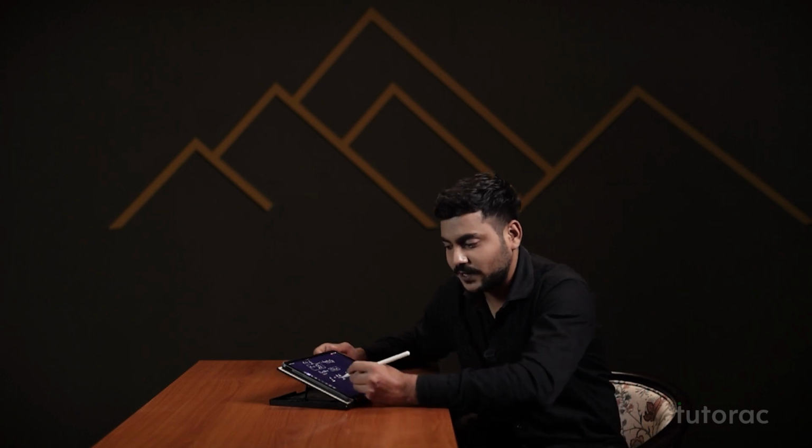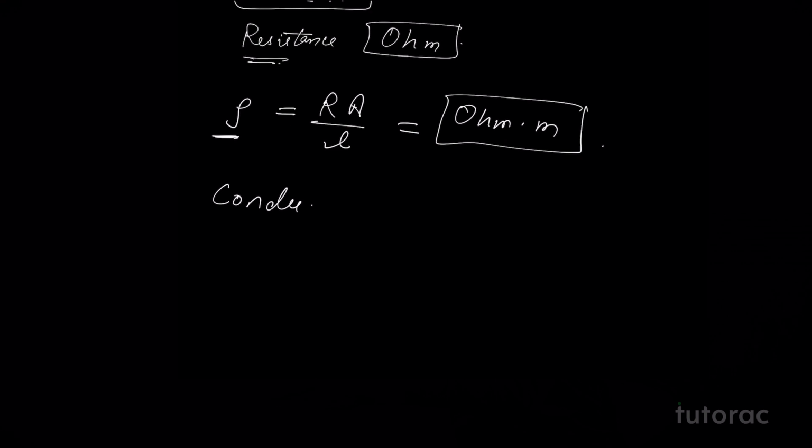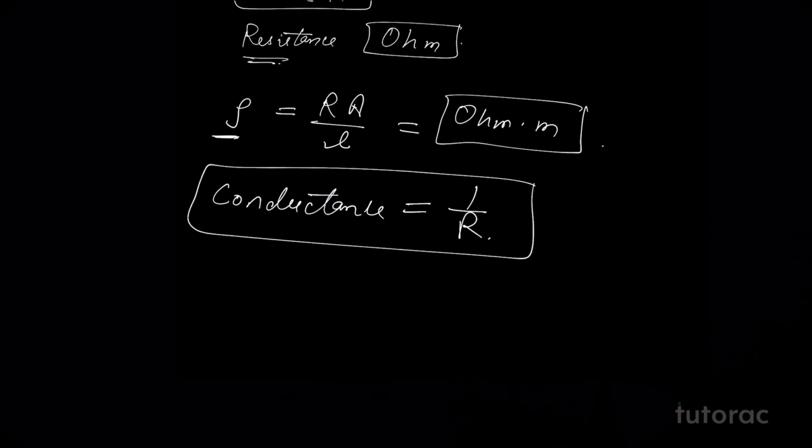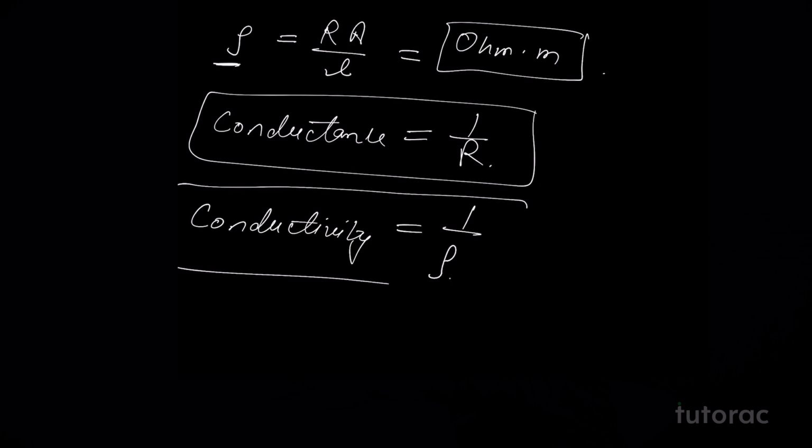Apart from these two properties, we also define two more properties, that is conductance and conductivity. Conductance is just the reverse of the resistance, 1 by R. Conductivity is nothing but the reciprocal of the specific resistance, that is rho. I hope you understood these two concepts.